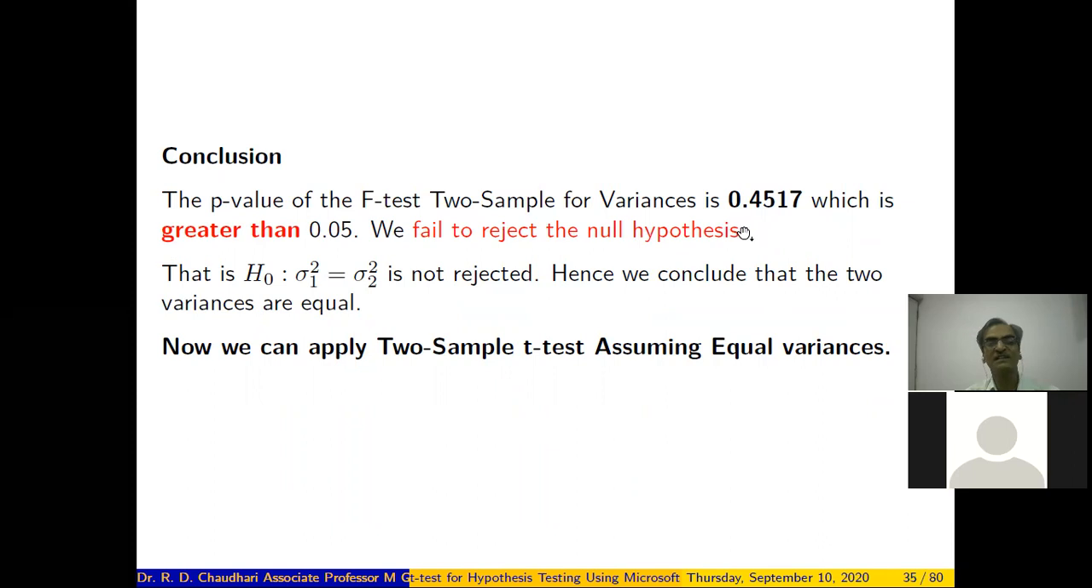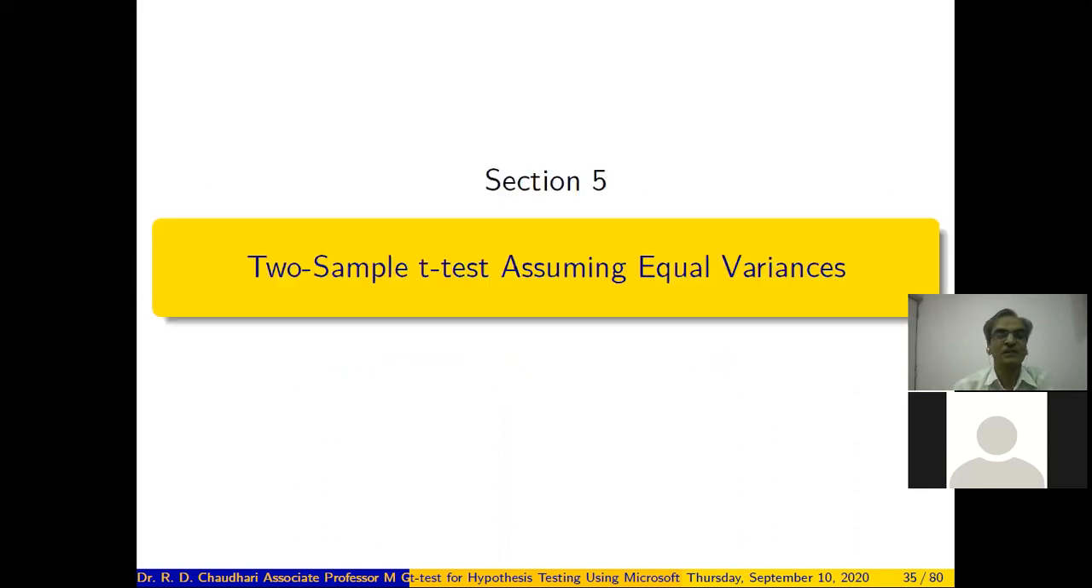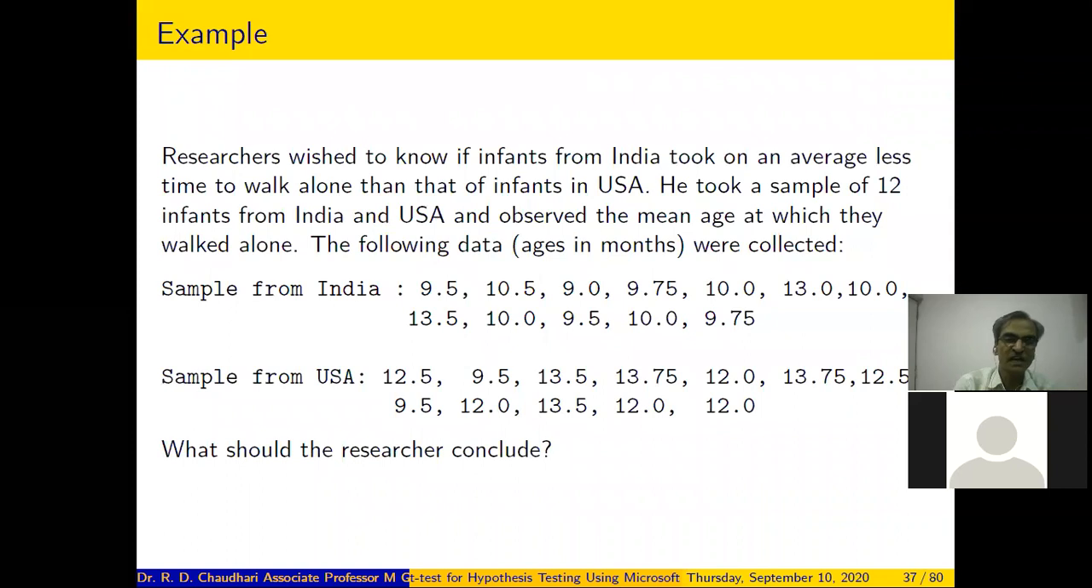When we fail to reject the null hypothesis, it means the null hypothesis H naught, sigma square 1 equal to sigma square 2, is not rejected. Hence, we conclude that the two variances are equal. Now it is clear that the variances are equal for the two populations, so we can apply the two sample t-test assuming equal variances. Let us see how to perform a two sample t-test assuming equal variances for the data. Again, we have the same data.